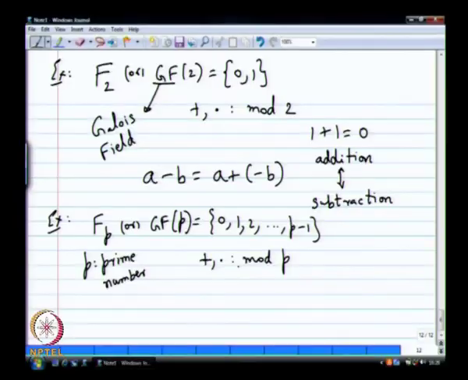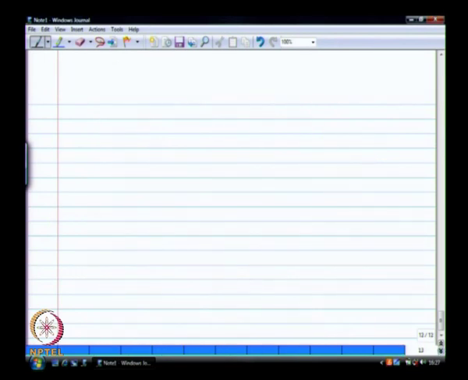But for GF2, it is very, very simple. It is very easy to see that it is a field. The addition and multiplication are very trivial. Multiplication is really nothing. You multiply by 0, what happens? You get 0. Multiply by 1, you get the same thing. So it's a very trivial multiplication. The next thing is vector spaces.